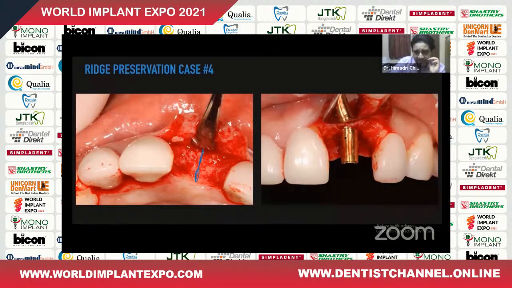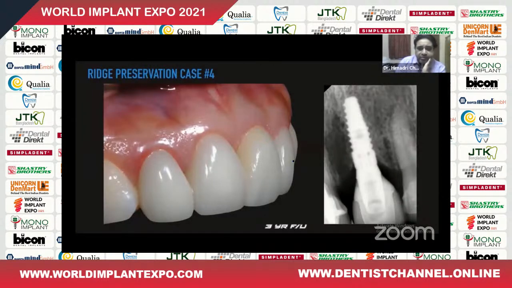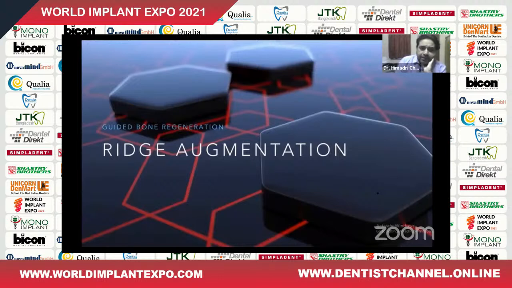Now we can place the implant in the right prosthetic position, and we can go with a screw-retained prosthesis in this case and see the emergence of this case. And this is the 3 years follow-up, and the bone level is still intact because we have placed the implant in nice healthy bone.